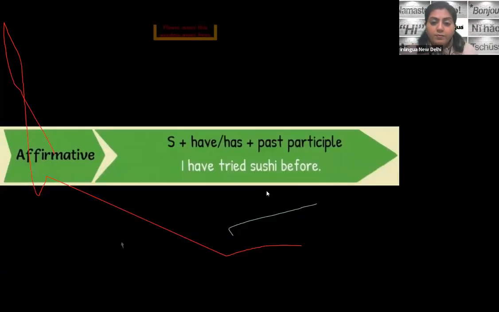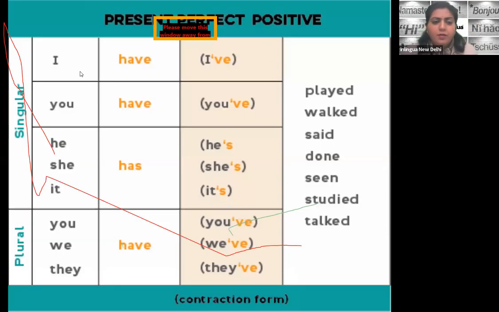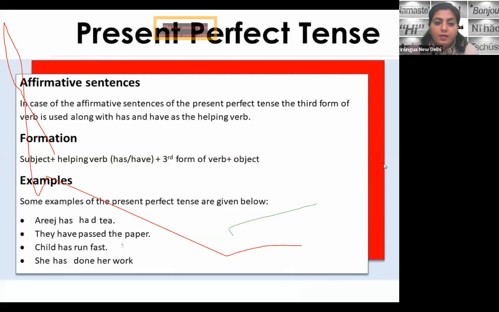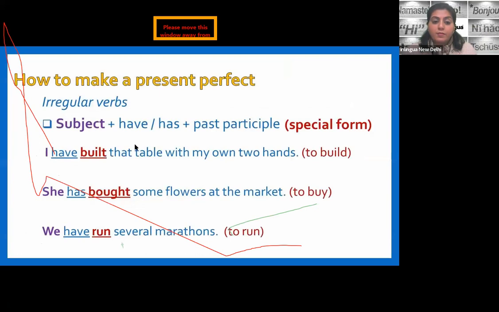Okay. Now, I have tried sushi before. Positive sentence. Other positive sentences, like we've already seen. I have played football. She has done her homework. You have seen many good places. We have talked for a long time. They have walked for 10 miles. All this is present perfect, positive statements. Now, same examples. Let's look at the next slide.